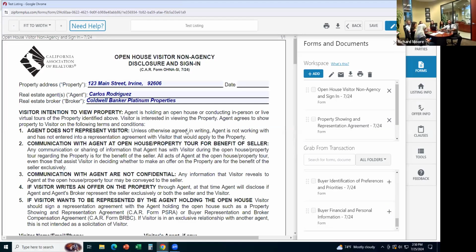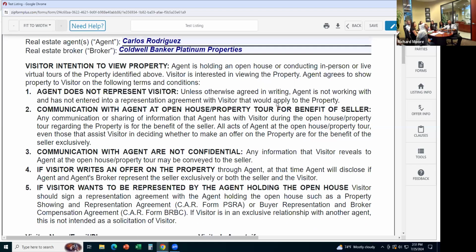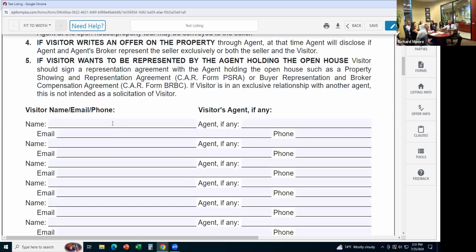Okay, so this is the open house visitor form. When you're holding an open house, buyers come in, and if they're working with an agent, they're just going to sign in. They write in their name, their agent's name, and then their email address.